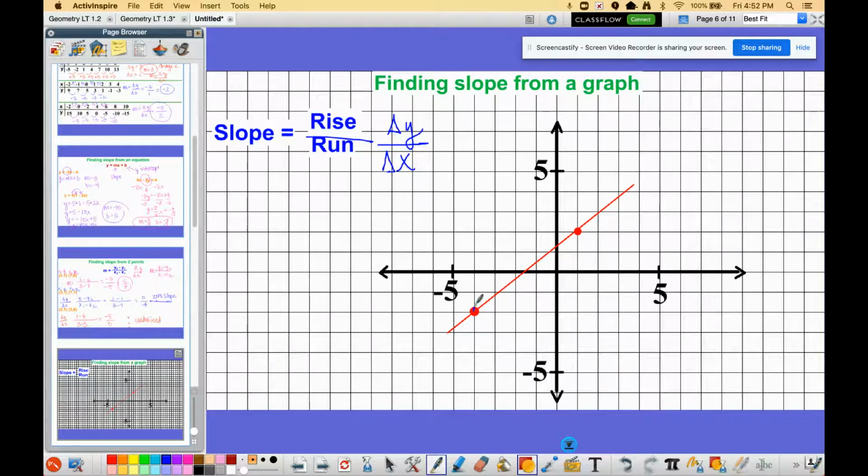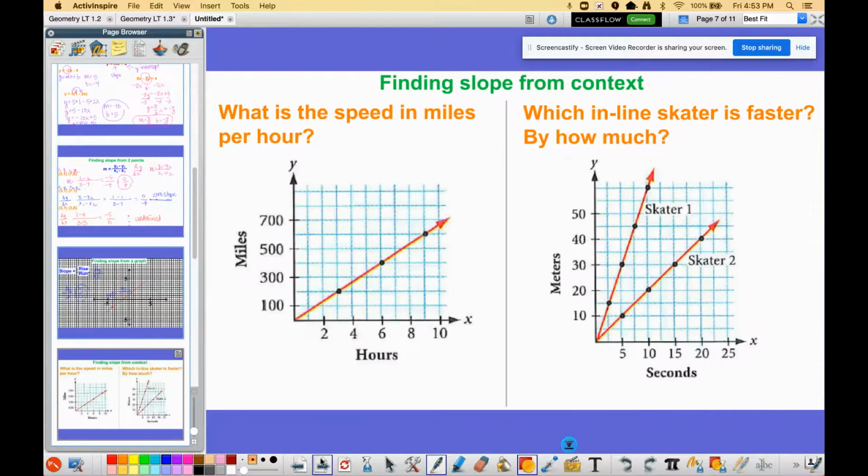From this point, I'm just going to count how many spaces up I'm going. 1, 2, 3, 4. Remember, I'm counting spaces. So I went up 4. That's positive. And then I'm going to go to the right, and I went 1, 2, 3, 4, 5. That's positive 5. So that change in y over change in x would be 4 over 5. And you can check that because this slope is going up, so it has to be a positive slope.